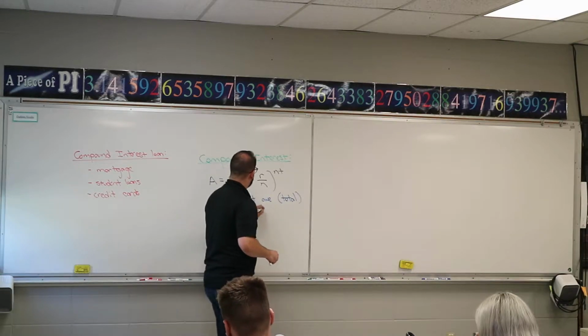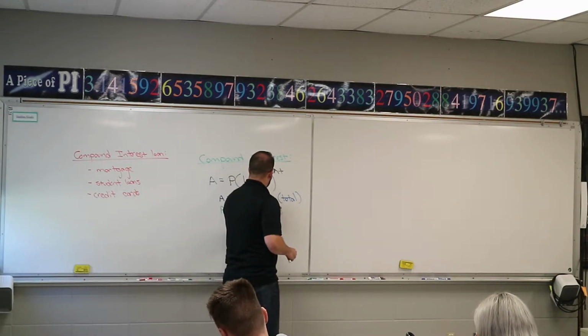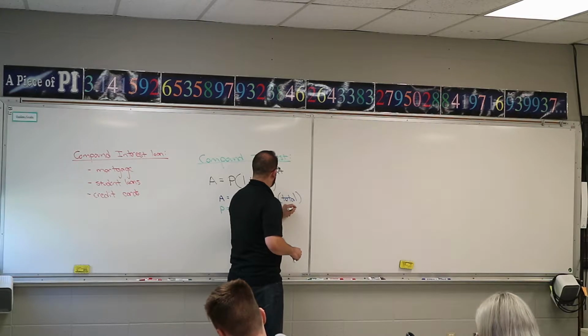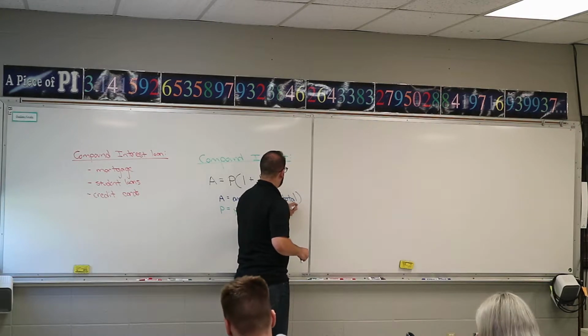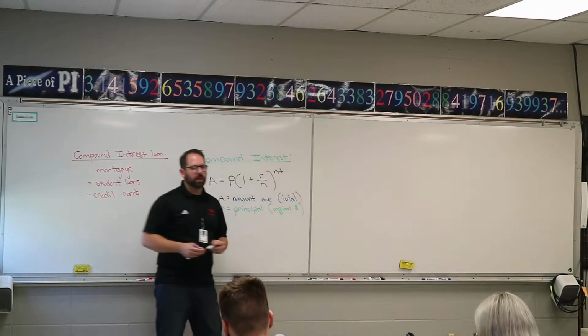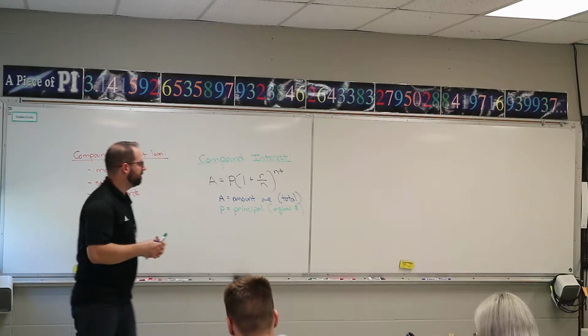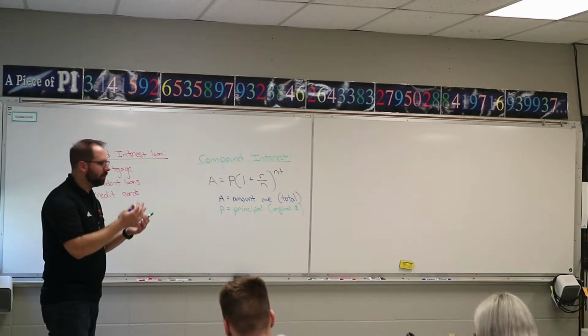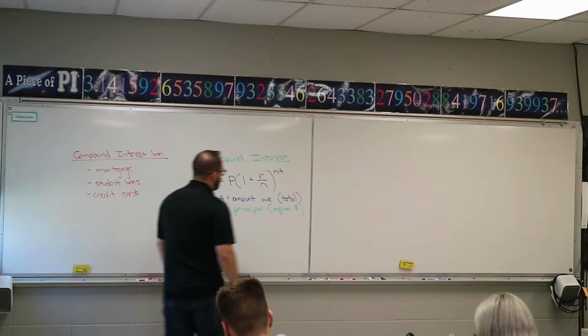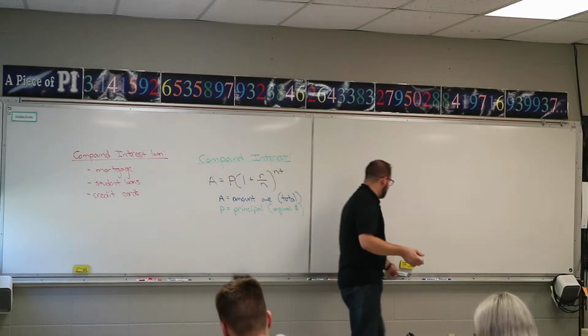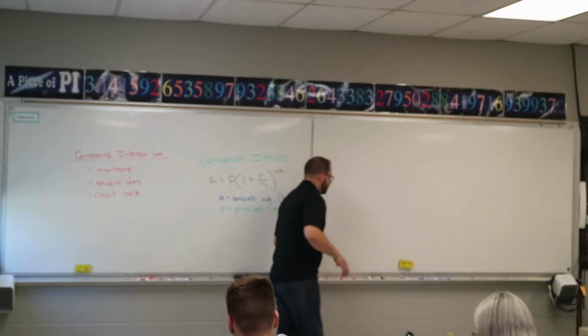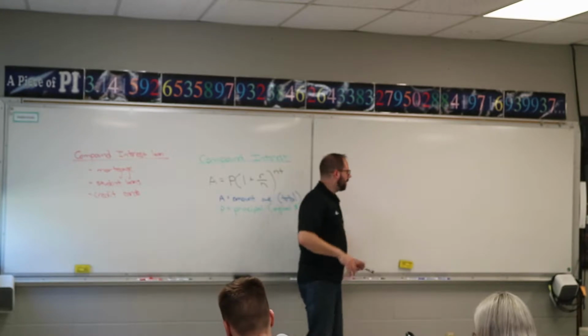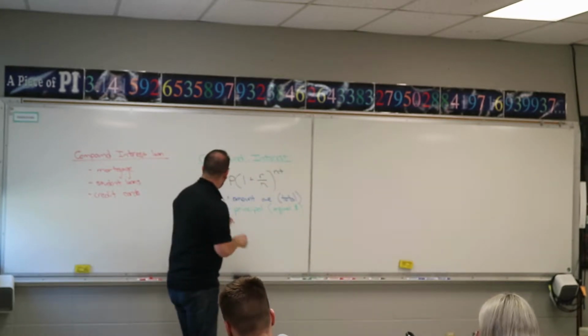Principal is the original money you borrowed. It's the original money that you're borrowing for the home loan. So maybe it was a $50,000 home, that would be the original amount. Okay? Not including a down payment. And we'll talk about down payments today. That's one of the problems we need to make sure that we know how to do.